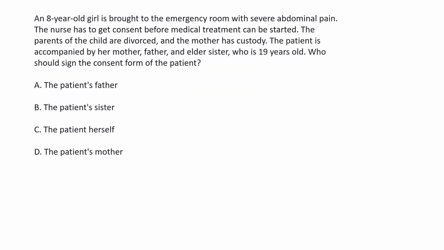An 8-year-old girl is brought to the emergency room with severe abdominal pain. The nurse has to get consent before medical treatment can be started. The parents of the child are divorced, and the mother has custody. The patient is accompanied by her mother, father, and elder sister, who is 19 years old. Who should sign the consent form of the patient? A. The patient's father. B. The patient's sister. C. The patient herself. D. The patient's mother.